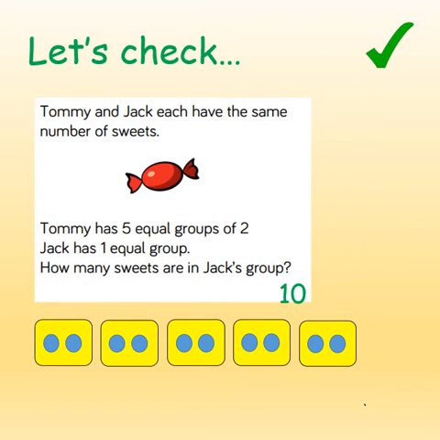Okay, you can see I have made 5 equal groups of 2 because that's what Tommy had. Tommy had 5 groups and they're all equal and they were groups of 2, so they all had 2 sweets in, okay? Jack had 1 equal group, but we know they had the same number of sweets. So if Tommy had 10 sweets, because we've got 2, add 2, add 2, add 2, add 2, Jack must also have had 10 sweets. So well done, everyone.